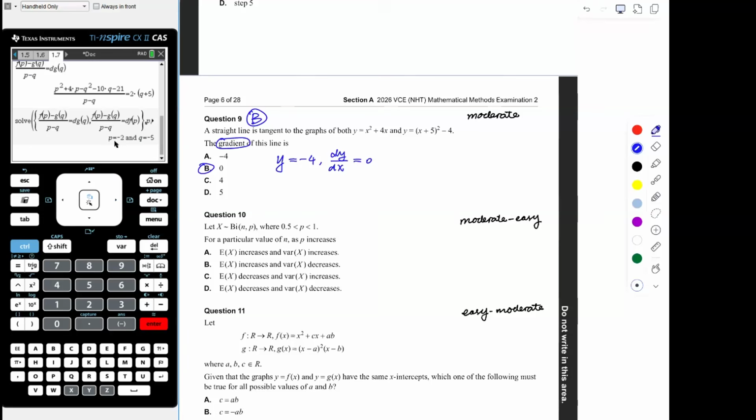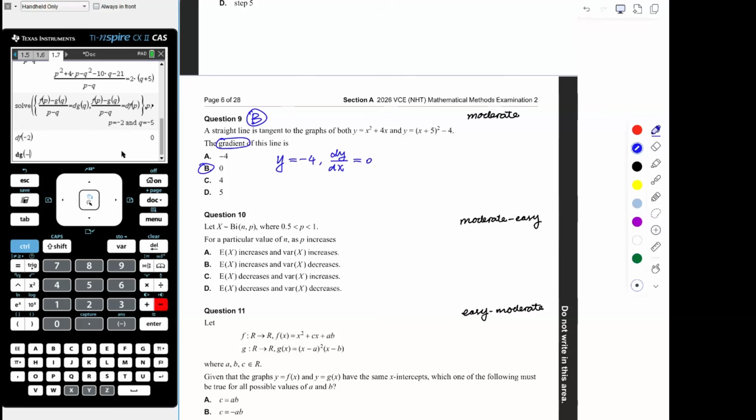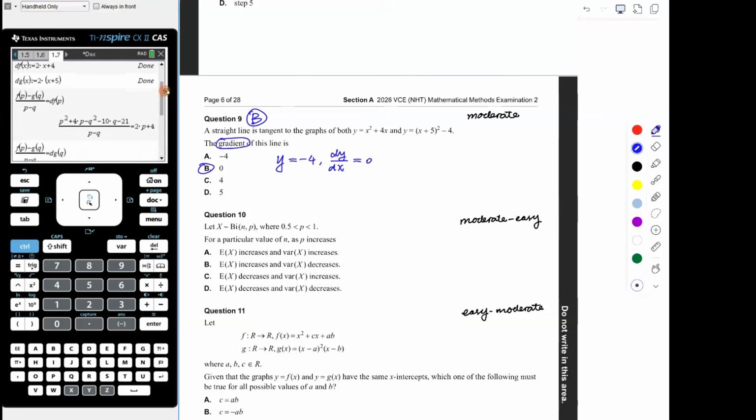So therefore, on the first graph, x equals p equals minus 2, and on the second graph, we have x equals q equals minus 5. Then we can try df of minus 2, that's 0, and dg of minus 5, that is 0, okay? So this is a generic approach if you have more complicated functions or more complicated scenarios.